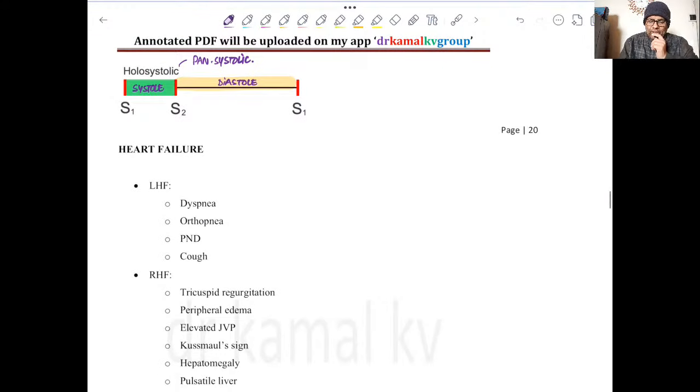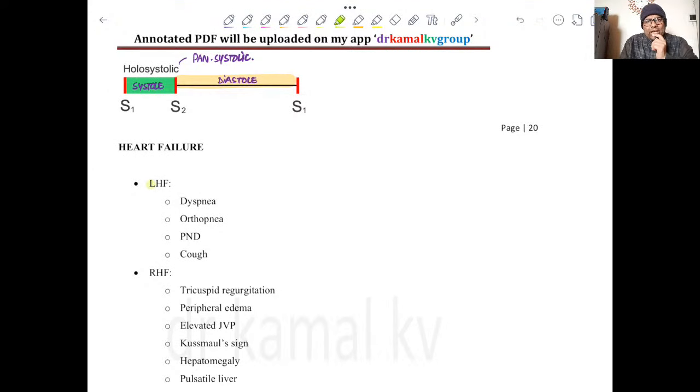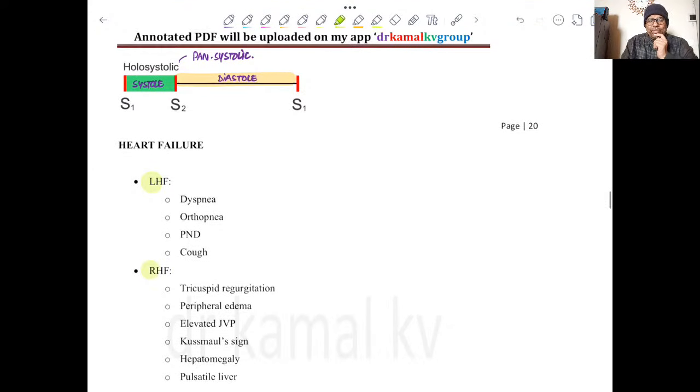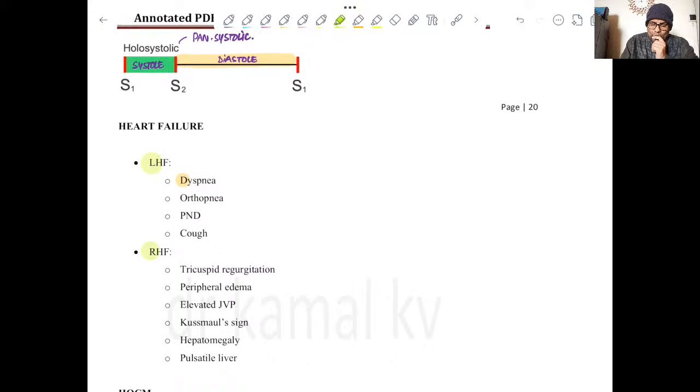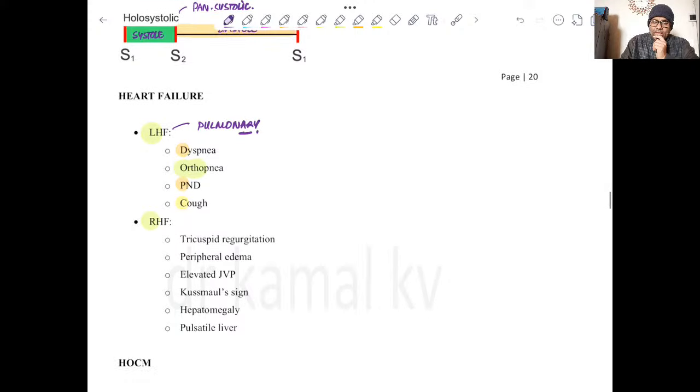Then moving to heart failure, it can affect the left side, it can affect the right side. If it affects the left side, the manifestations will be pulmonary. So there will be dyspnea, that is difficulty in breathing. There will be orthopnea, that is difficulty in breathing on lying down. There can be paroxysmal nocturnal dyspnea, means there will be paroxysm of dyspnea at night, and there will be cough. So what you can see here, pulmonary manifestations.